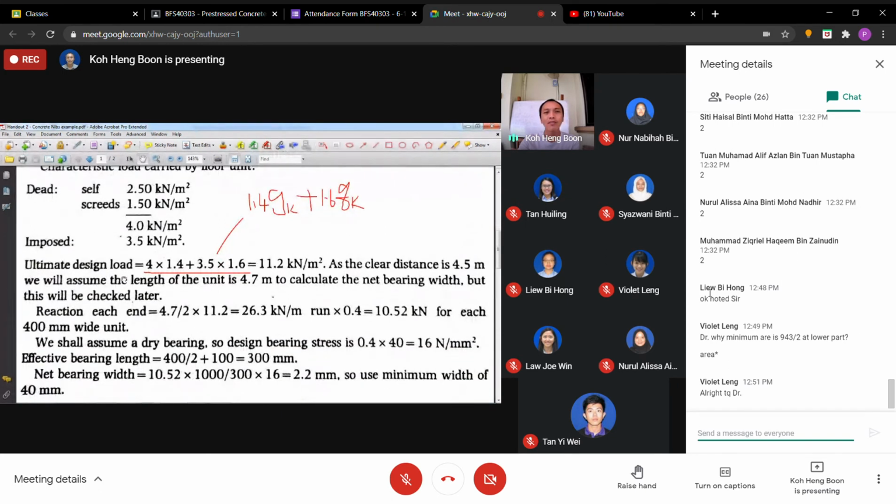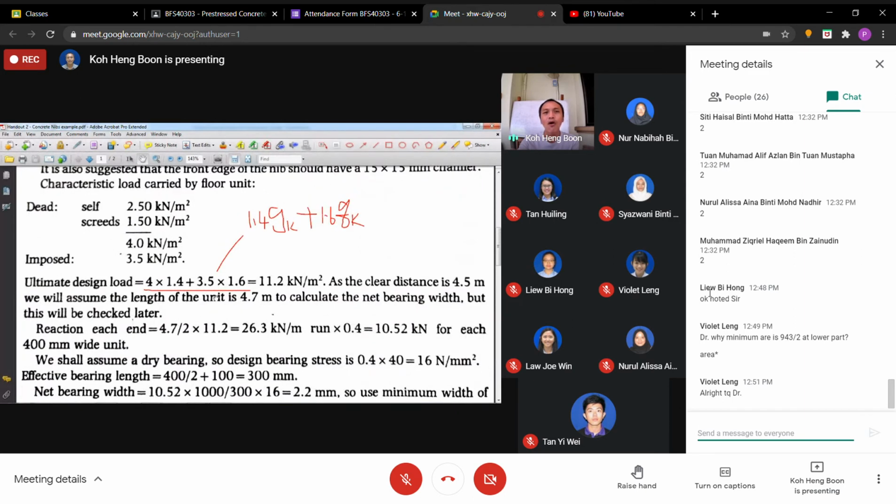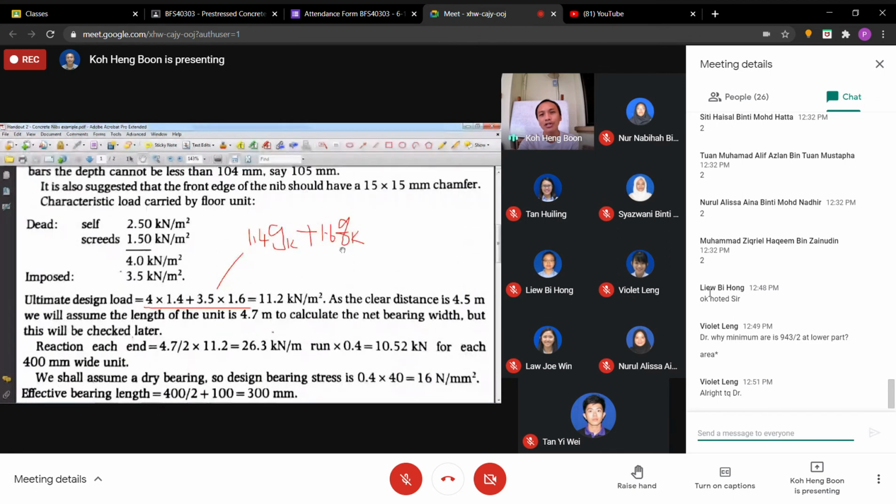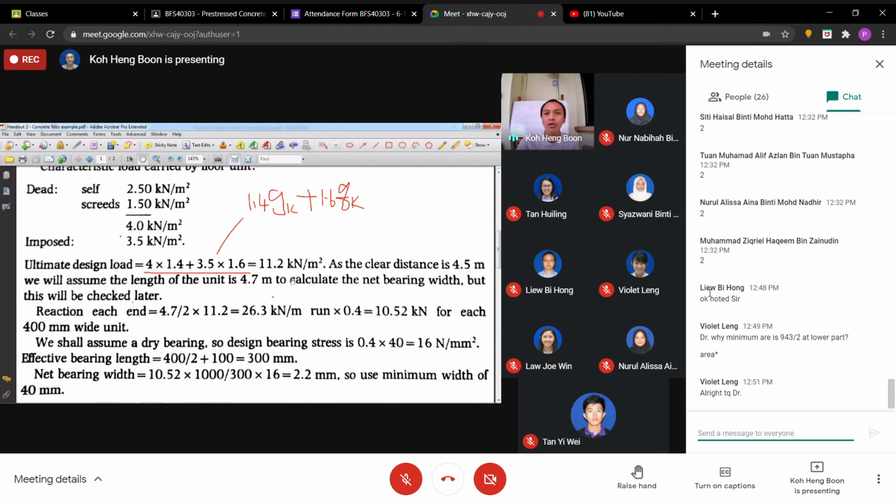Then the ultimate design load is 4 times 1.4. It's actually 1.4 Gk plus 1.6 Qk. This one is in British Standard, where we use the factors 1.4 and 1.6. In Eurocode it is 1.35 Gk plus 1.5 Qk. So we get the design load of 11.2 kilonewton per meter square. Remember, this is on the floor.